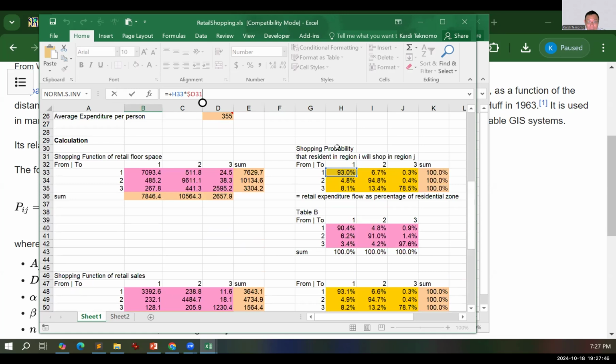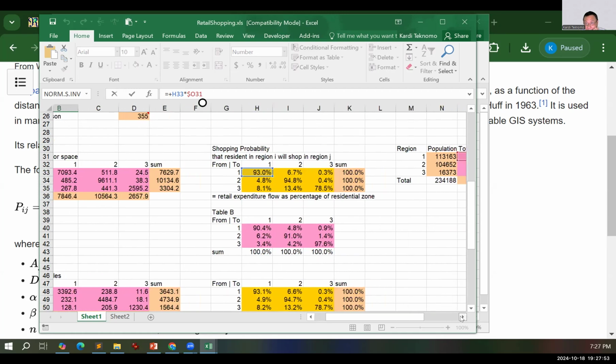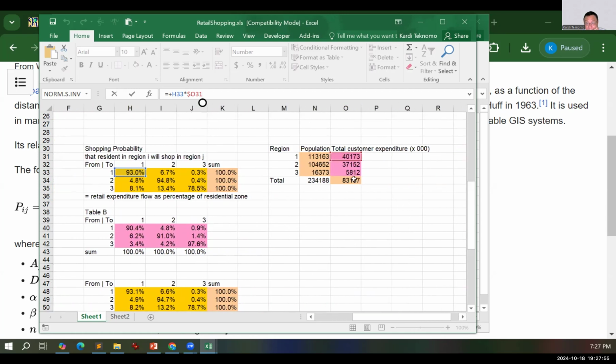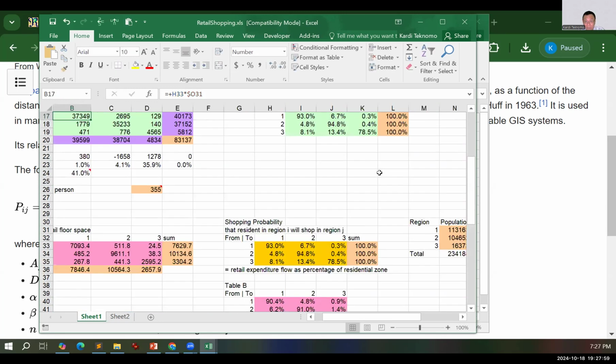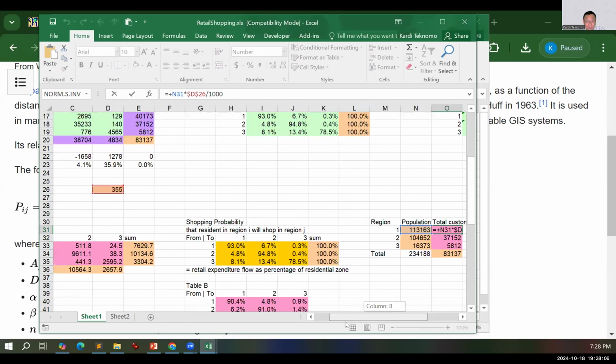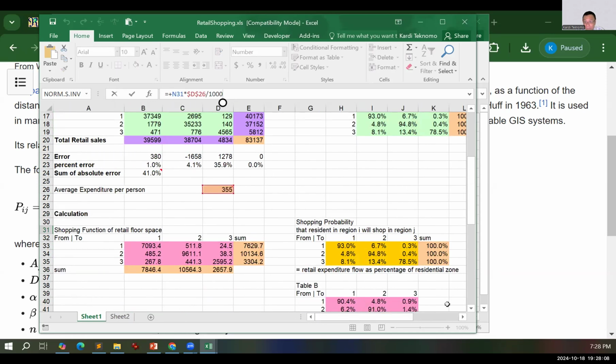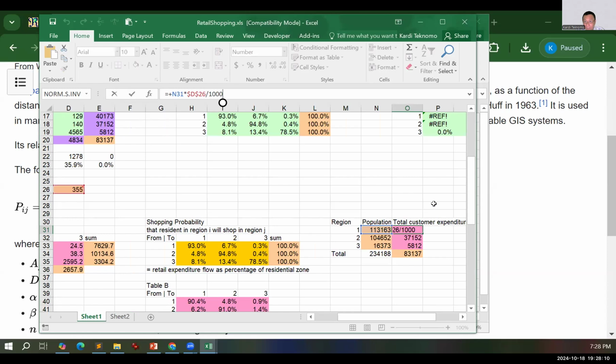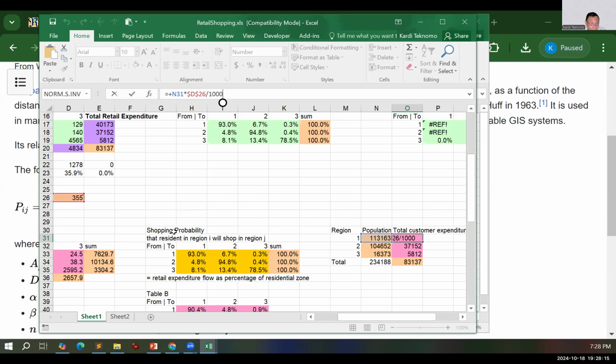431. And this one, oh, this one is the total customer expenditure. So total expenditure is basically N, this one is this value.